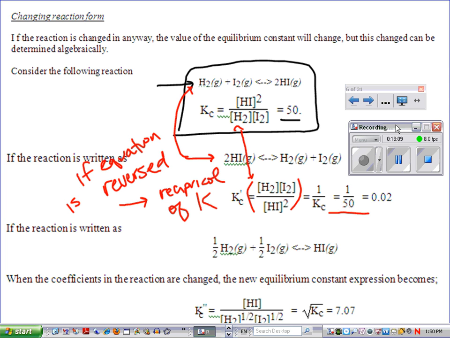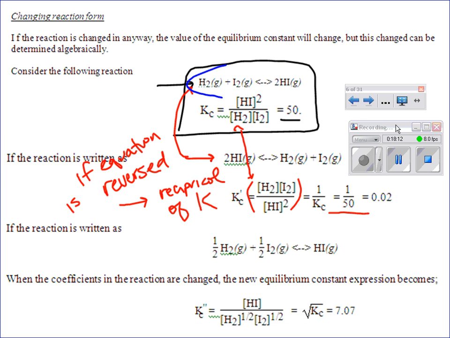All right, looking at this next one. Again, we're referring back up to this equation. What did we do from there to there?